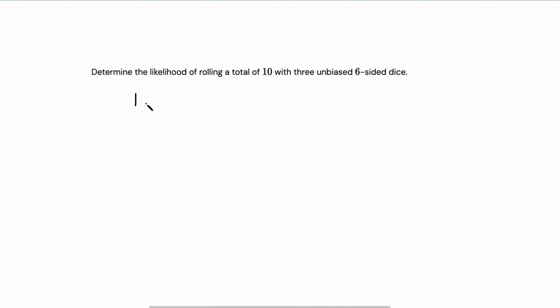So if the first value is 1, the next smallest is 2. 1 plus 2 is 3, and we'd need 7. So this is impossible, because a die goes from 1 to 6. So this is not possible. Consider 1, 3. Sorry, increment that by 1. So we have 1, 3, and the remaining value is going to be 6. So 1, 3, 6 is a valid combination.